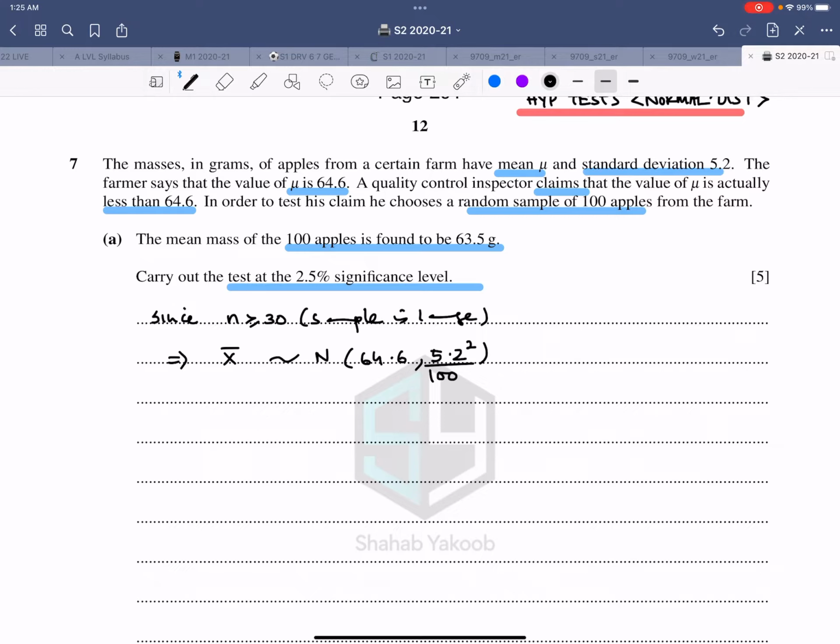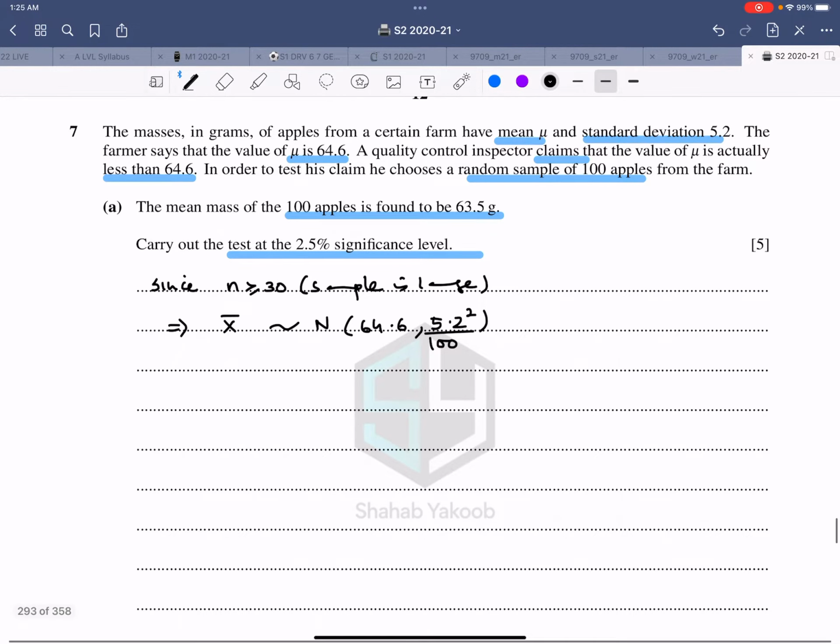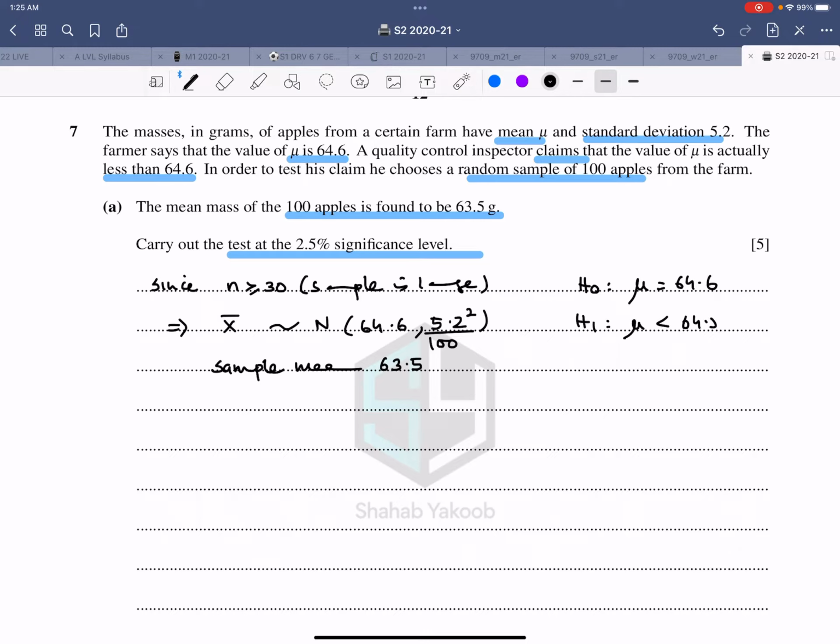That's the first thing. Second thing is that it's at the sample mean. That's the second thing that you should state. The sample mean is 63.5. H naught: mu is 64.6. H1: mu is less than 64.6. And what else is there? It's at the 2.5% significance level.